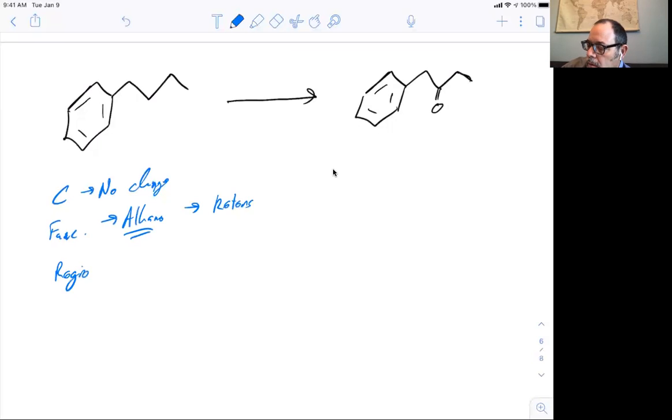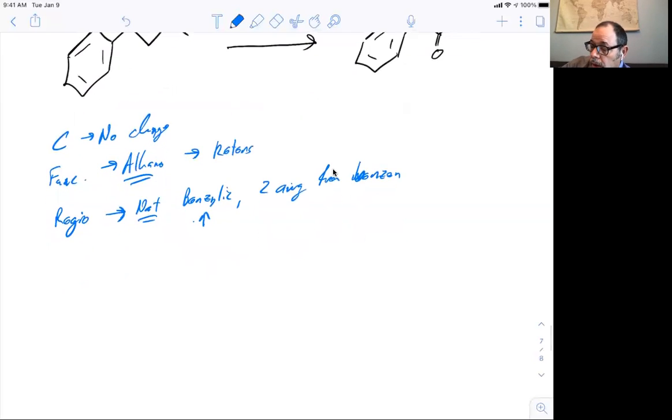Regiochemistry: we have a very specific place, and it's not next to the group. It's not in the benzylic group, and that's the thing to think about. It's not benzylic, right? It's two away from the benzene. And this is important because it's this benzylic position that's the most reactive position. It'd be the most stable. So that's important. And then stereochemistry, there's none shown and none possible.